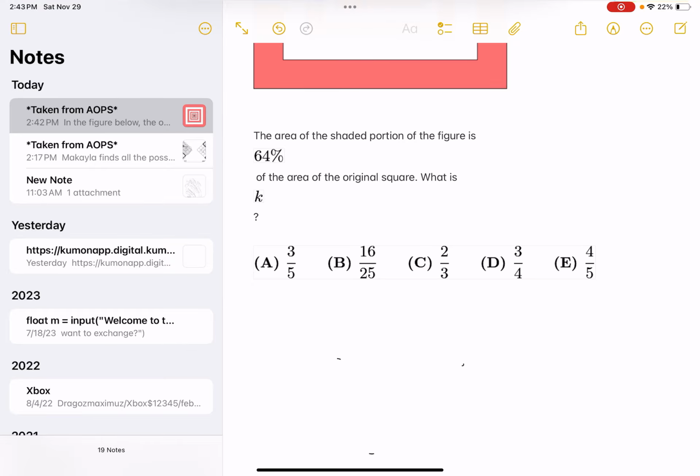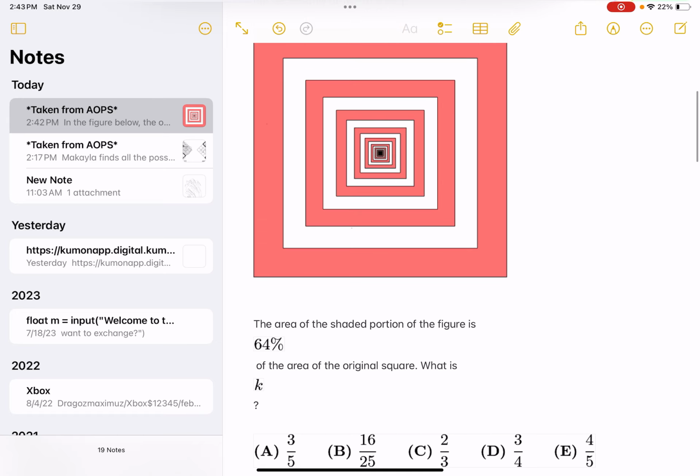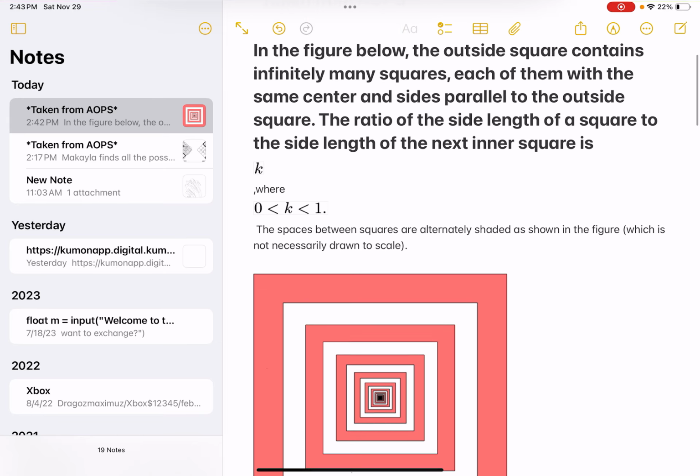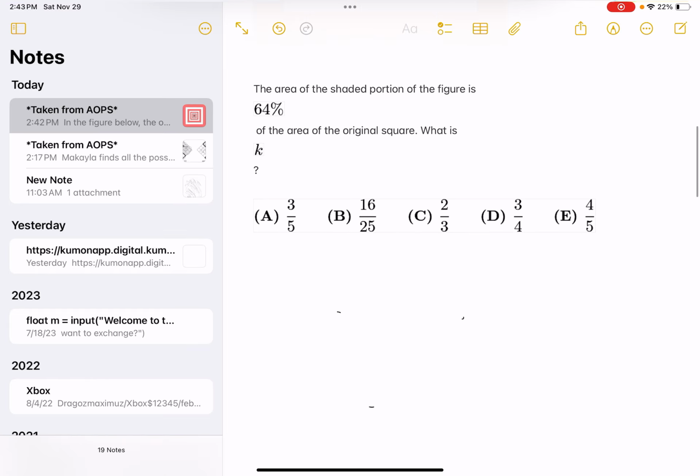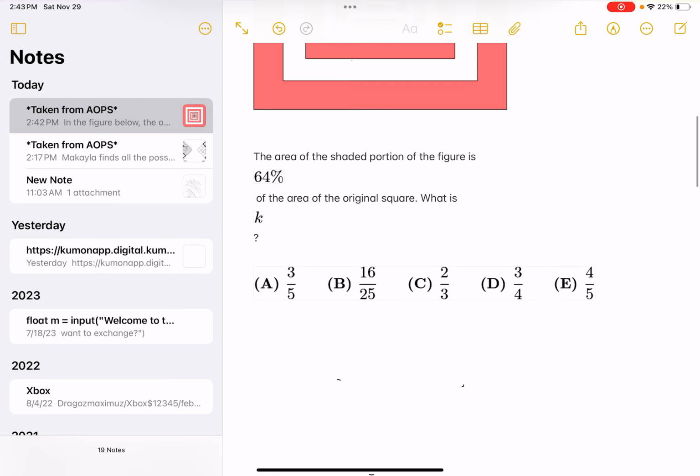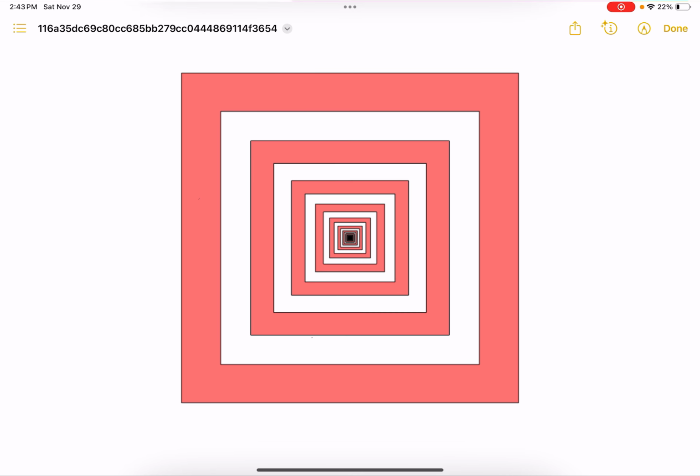So when we're finding k, we think of infinite geometric sequences, as it's explicitly stated that there are infinite squares. But you may ask, how do we apply this to squares? Well, it may seem complicated, but it's actually not that hard. Okay, so let's look at the picture.